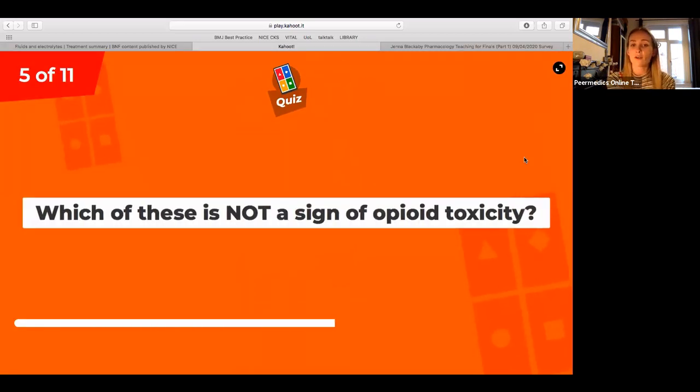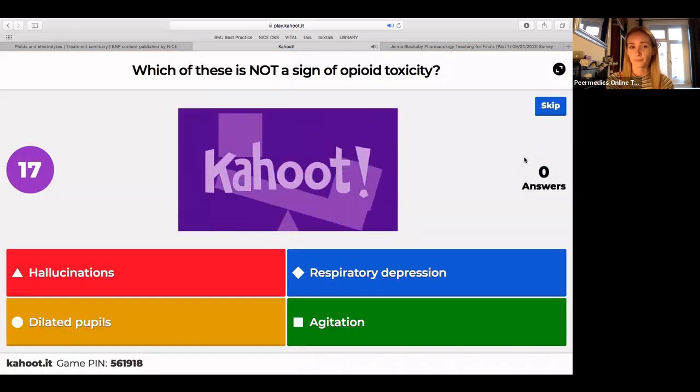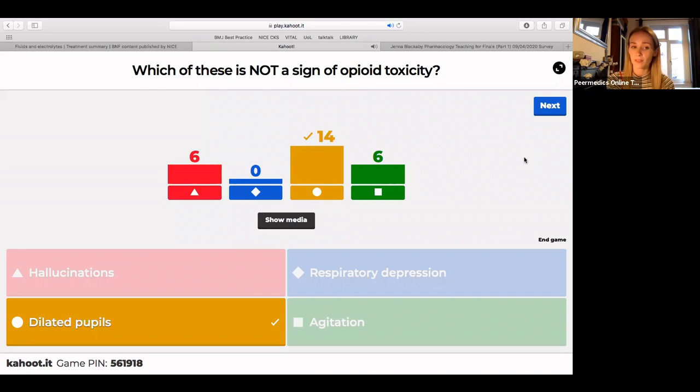So which of these is not a sign of opioid toxicity? Brilliant, yeah. So instead, pinpoint pupils are the sign of opioid toxicity, and pretty much the only reason that anyone would ever have pinpoint pupils. So make sure you look out for that.